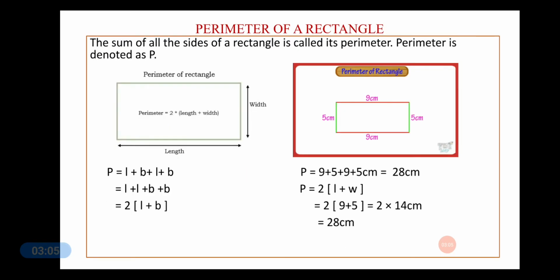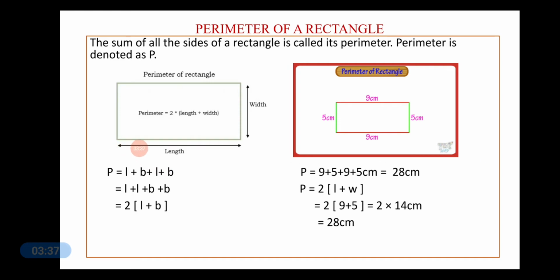Now let us learn about the perimeter of a rectangle. You know that a rectangle is also a closed figure bounded by 4 sides. A rectangle has opposite sides parallel to each other. They are equal also. So the perimeter of a rectangle will be the sum of all the sides of the rectangle. Take this figure.